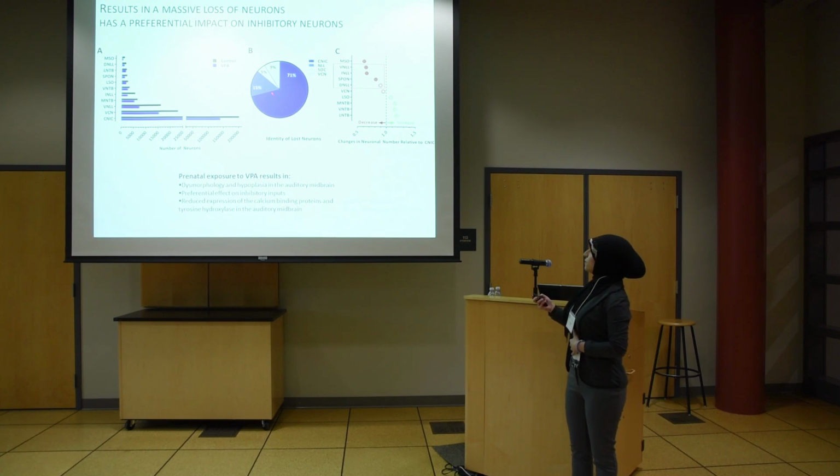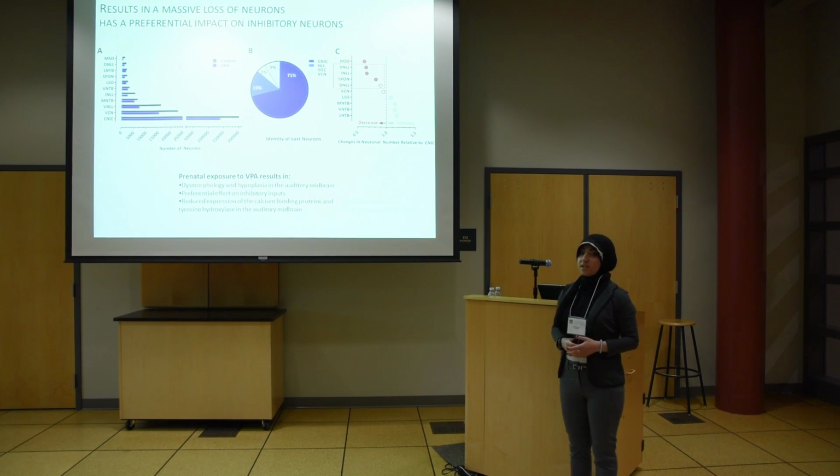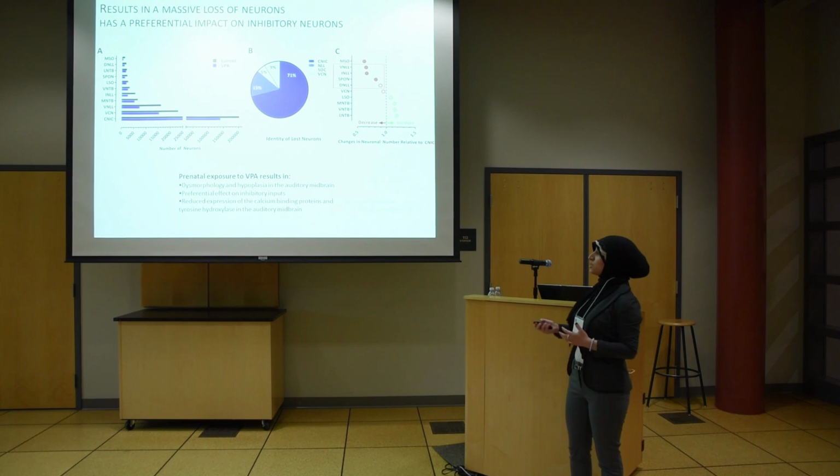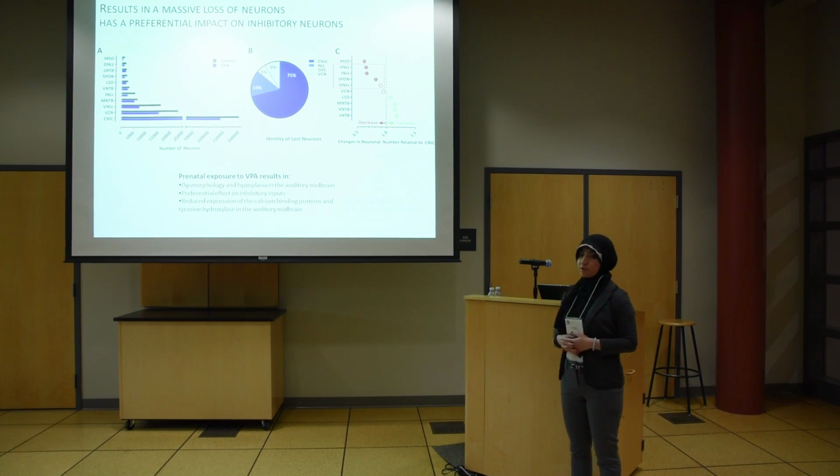But if you take a look at the 4 nuclei in the red box here, these all have inhibitory inputs to the central nucleus of the inferior colliculus. Since 4 of the 6 most affected nuclei are inhibitory, this leads us to believe that there is hyperexcitability in the central nucleus of the inferior colliculus following VPA exposure. Just to summarize, we found that in utero VPA exposure caused significant dysmorphology and hypoplasia in the auditory midbrain. Just like we saw on this slide, there was a preferential effect on inhibitory inputs. We also saw a significant decrease in the expression of calbindin and tyrosine hydroxylase in the auditory midbrain.